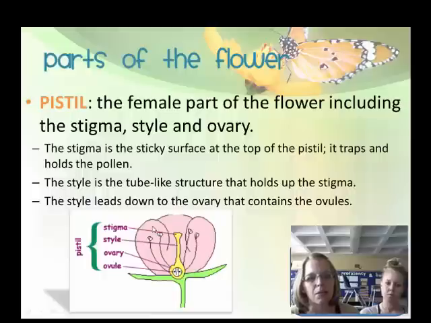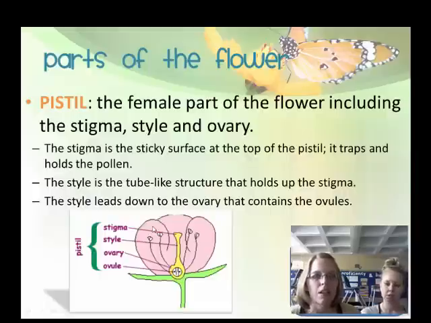So the pistil is the female part that includes a stigma, which is the top, the style, and then the ovaries at the bottom. You're like, dude, I have ovaries, if you're a girl. And I'm like, yes, you do. They call them ovaries in a woman and ovaries in a flower both ovaries because they hold the egg.